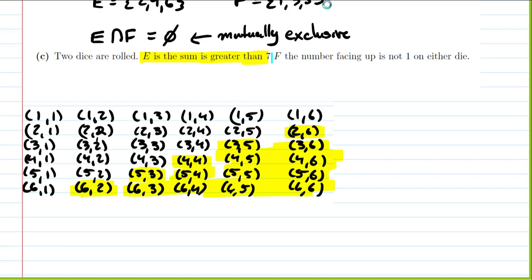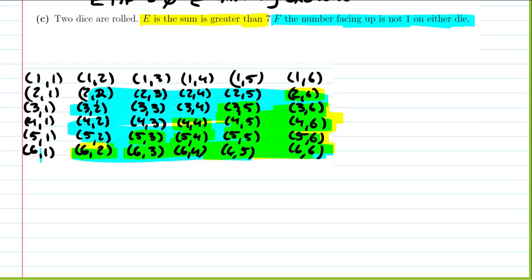What's my event F? The number facing up is not 1 on either die. So there we go. Not 1 on either die would be this event in blue. Then E intersect F would be the stuff in green. That's not the empty set, so this one would be not mutually exclusive.